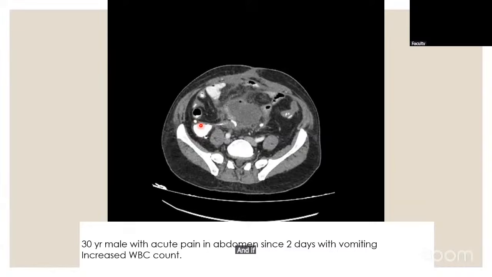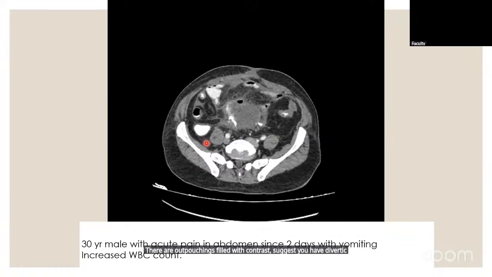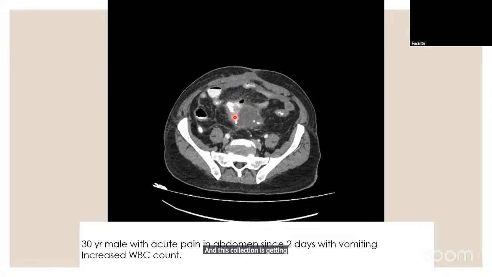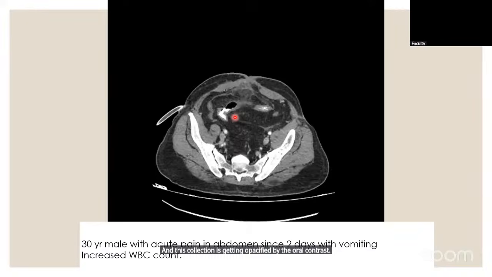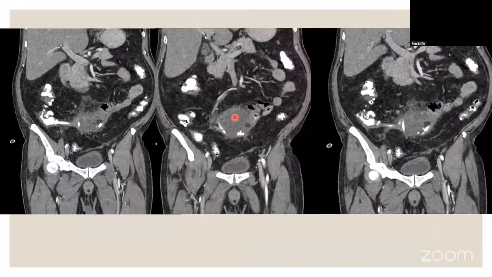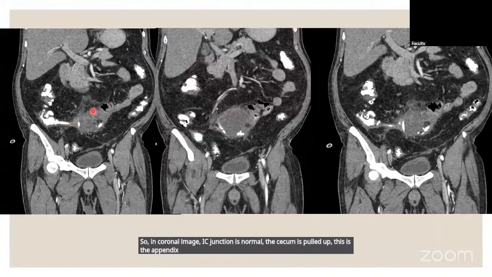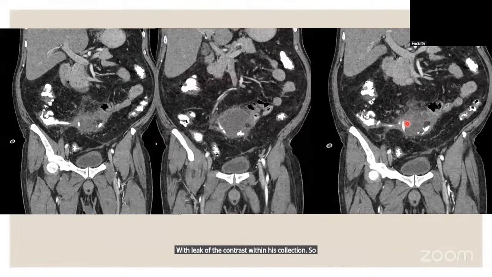And if you look at this colonic loop, there are outpouchings filled with contrast, suggestive of diverticuli. In this case, these are cecal diverticuli. And this collection is getting opacified by the oral contrast. So in the coronal image, the IC junction is normal. The cecum is pulled up. This is the appendix, which is stretched by this collection with leak of the contrast within this collection. So this is appendicular perforation with sealed-off perforation, with the appendix adhered to this collection.